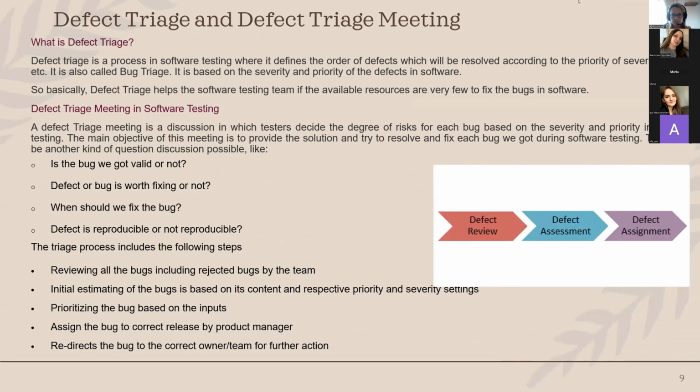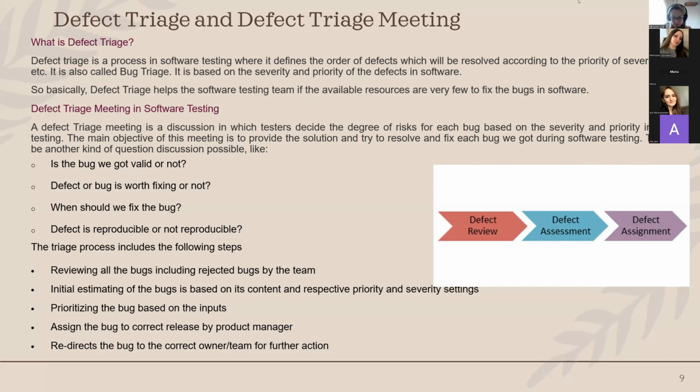Let's talk about defect triage and defect triage meeting. What is defect triage? Defect triage is a process in software testing where it defines the order of defects which will be resolved according to the priority of severity or risks. It is also called bug triage. It is based on the severity and priority of the defects in software. So, basically, defect triage helps the software testing team, if the available resources are very few, to fix the bugs in the software.